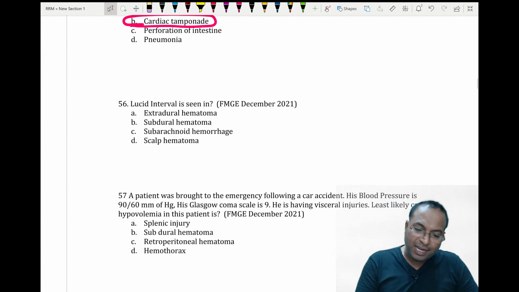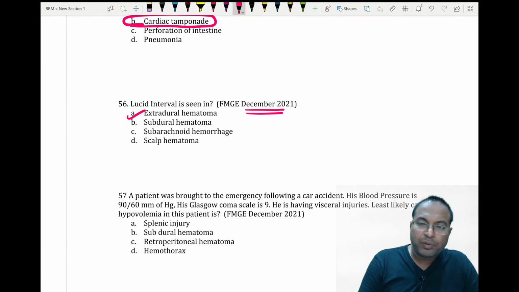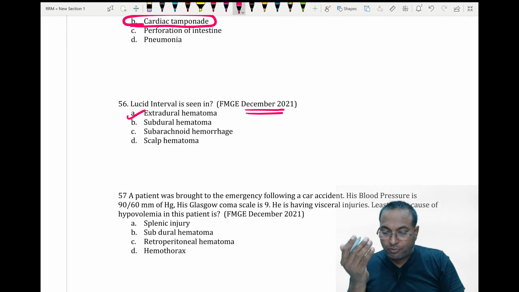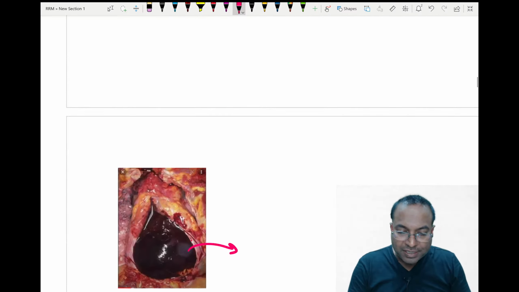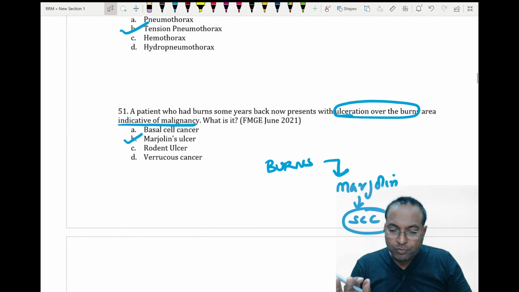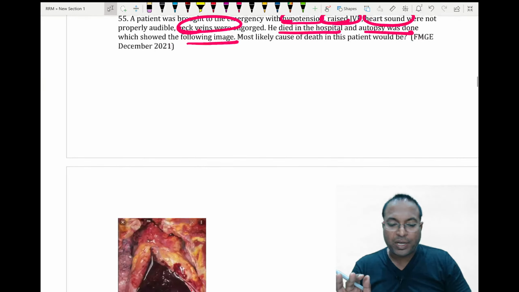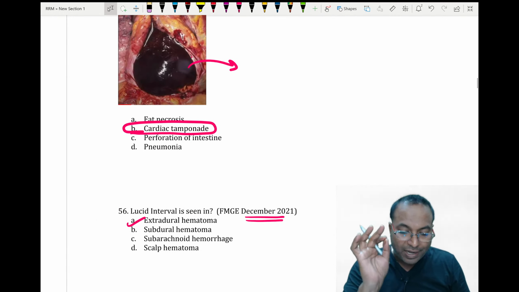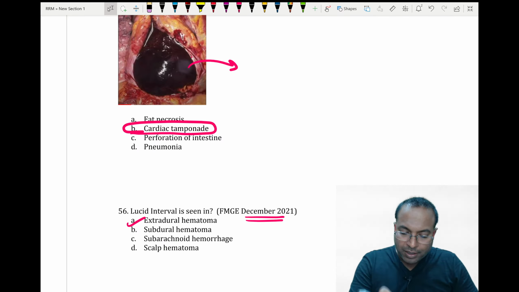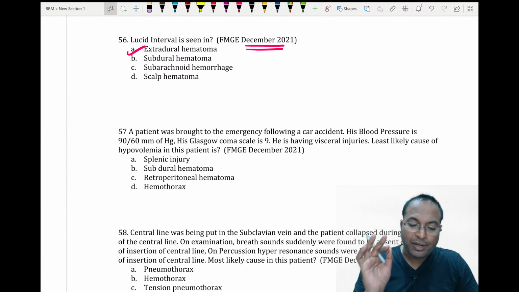Lucid interval is seen in EDH. So the December 2021 questions are very easy when you have read the previous questions. I am telling you, if you have appeared for December 2021, you can see all the questions are repeat concepts. No new concept at all. So if you are a student who appeared for December 2021 and failed in that exam, it means you have not revised the old questions properly. All the questions are old questions. Not even a single new question.